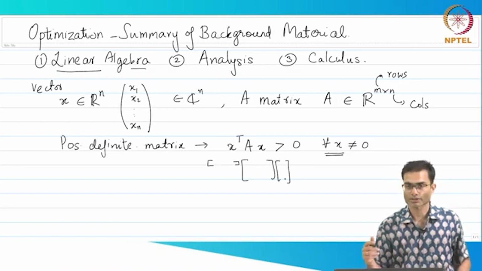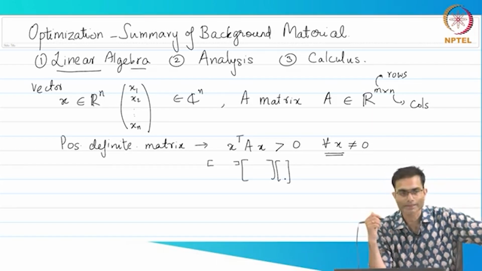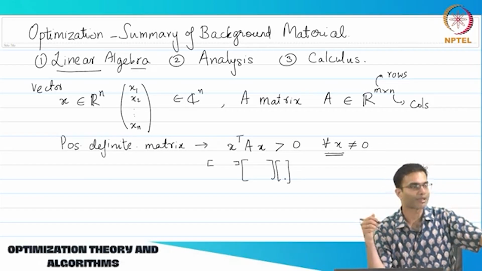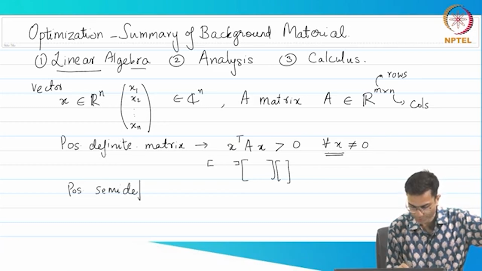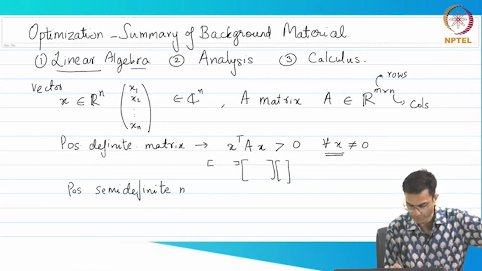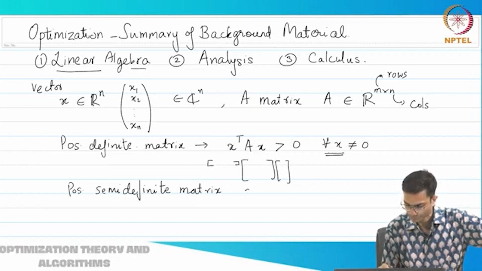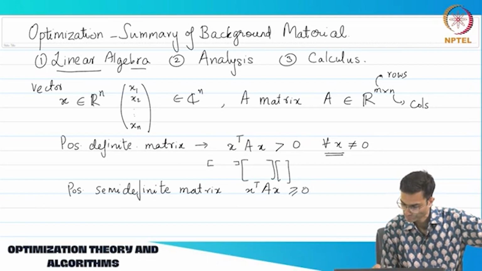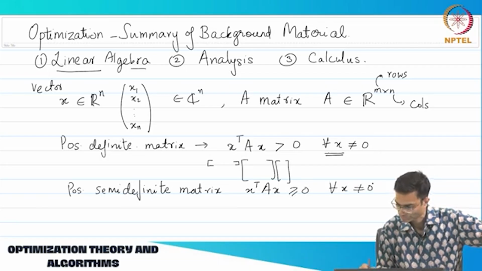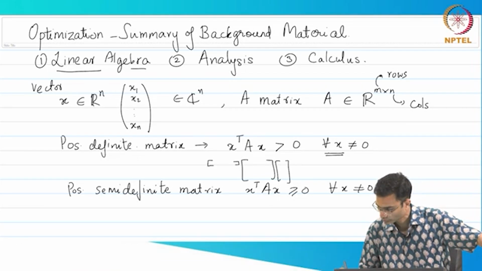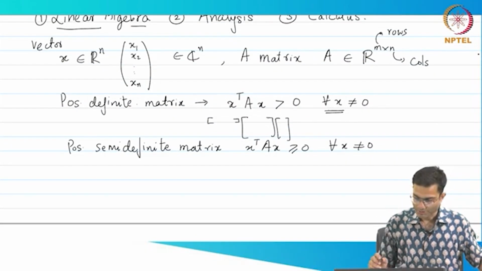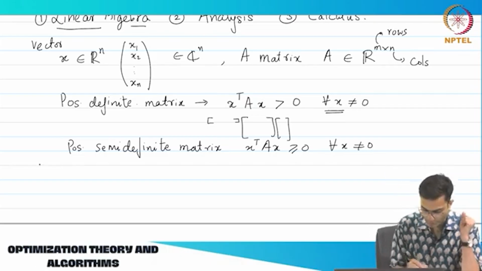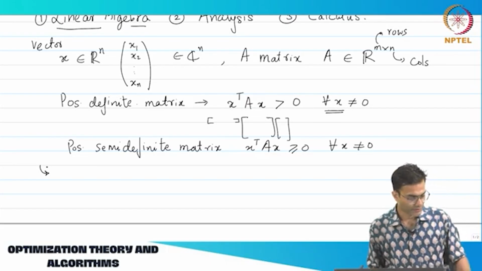As I mentioned, we will come across it quite often in this course. A slightly related concept is positive semi-definite matrix, right? So positive semi-definite matrix. What is the only difference? Greater than or equal to 0, right? Okay. So let's just put this concept into use just to sort of revise your linear algebra.